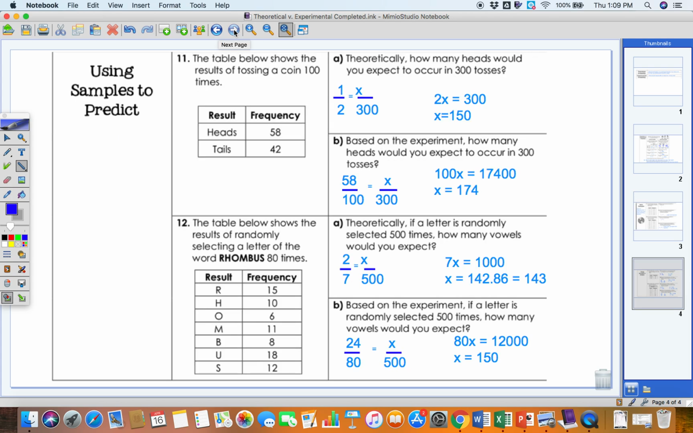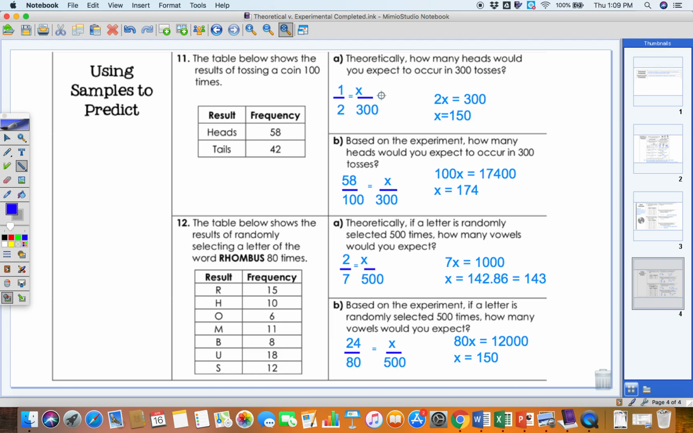So we actually use these things to predict what could possibly happen. So on number 11A, they're talking about flipping a coin. And so theoretically, how many heads would you expect to occur in 300 tosses? So what you're going to do here is this first part of our proportion is my theoretical probability. Heads is my desired outcome over my total possible outcome, so it's 1 over 2.